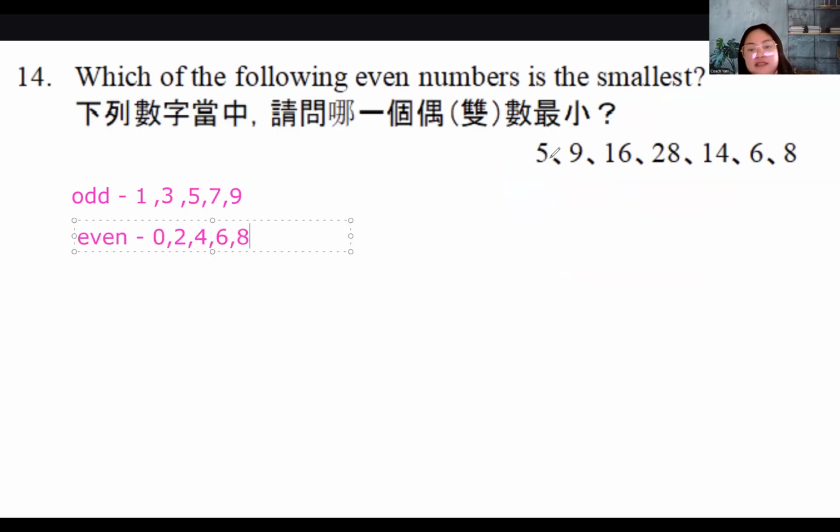So based on this, 5 is not an even number. 9 also is not an even number. And the rest of these are all even. So which is the smallest? If you look at this, 6 is the smallest. And that's the answer.